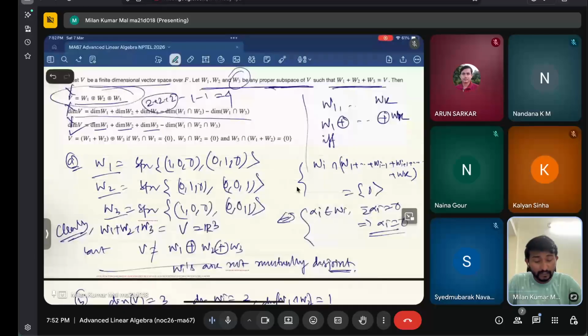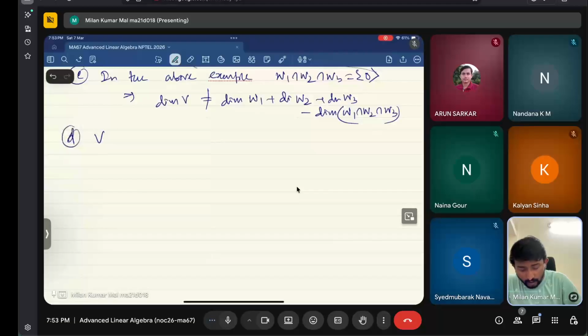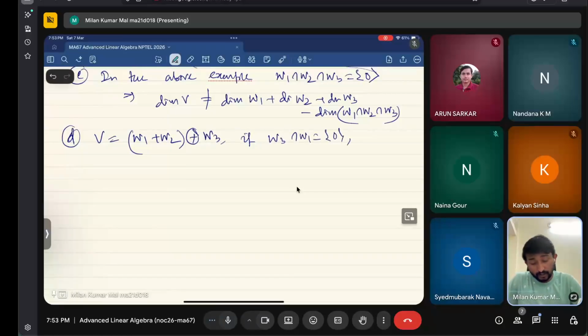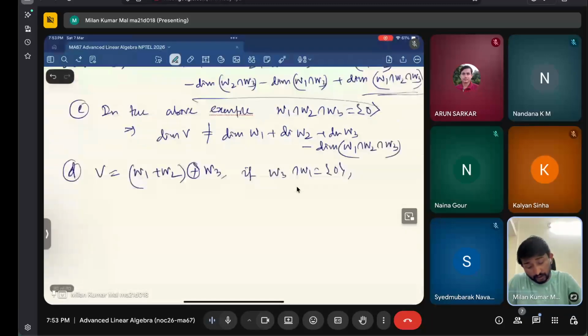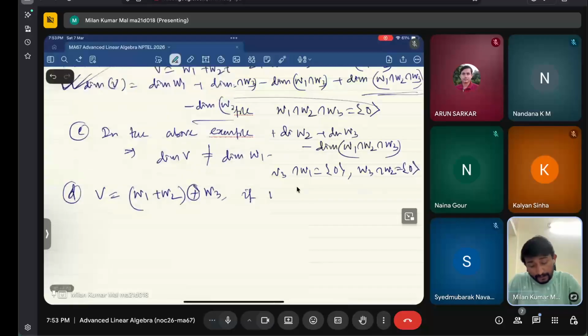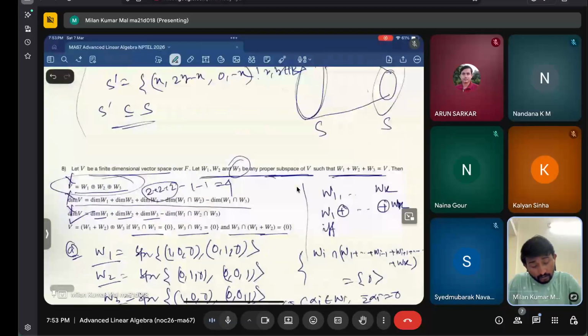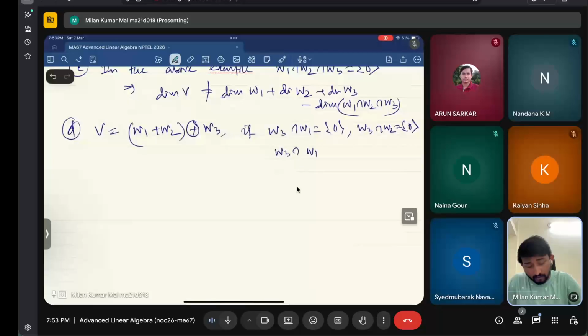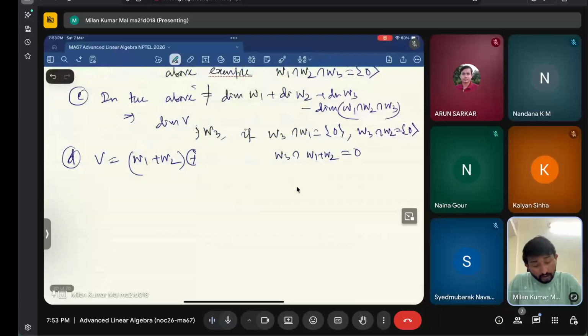So here, it is explained. The fourth option, option D, is that V is equal to W1 plus W2, direct sum W3, given that W3 intersection W1 is equal to 0, W3 intersection W2 is equal to 0, and the third condition is that W3 intersection W1 plus W2 is 0. This is what is given, right? Yeah.